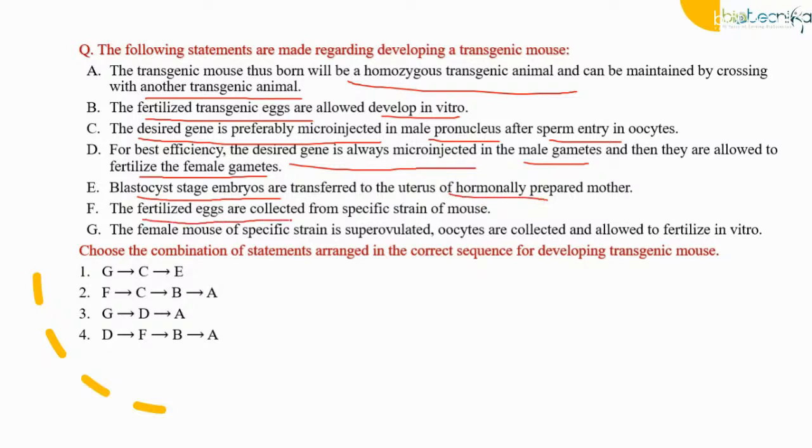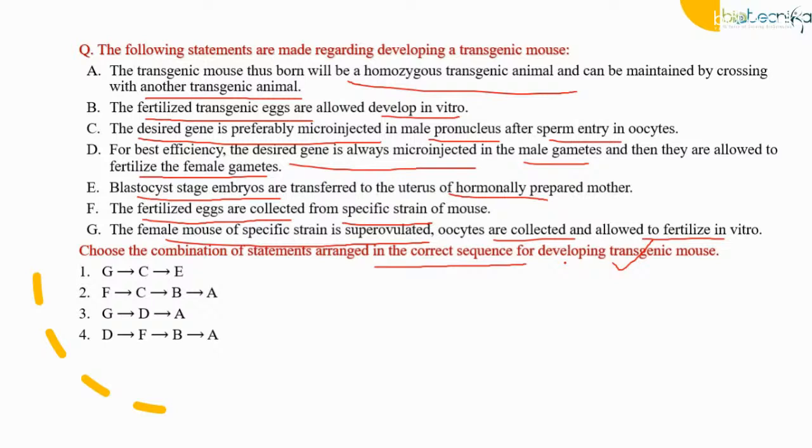Fertilized eggs are collected from a specific strain of mouse. And the last one is, a female mouse of a specific strain is superovulated. Oocytes are collected, allowed to fertilize in the in vitro condition. Now here you have to identify the correct sequence of events that are required for developing a transgenic mouse.